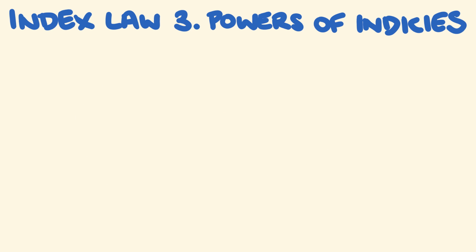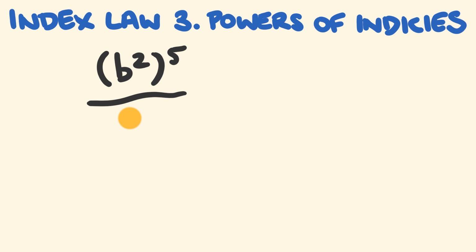So let's have a look at another example using some of the past index laws also. We have b squared, all of that is being raised to the 5, and that is being divided by b to the 4. Now you might see that we're going to be using index law 2 and index law 3 to solve this. So let's go and do this. Now I'm going to do this in 2 parts. You might be able to do it in 1, but I'm going to try and show you what's going on.